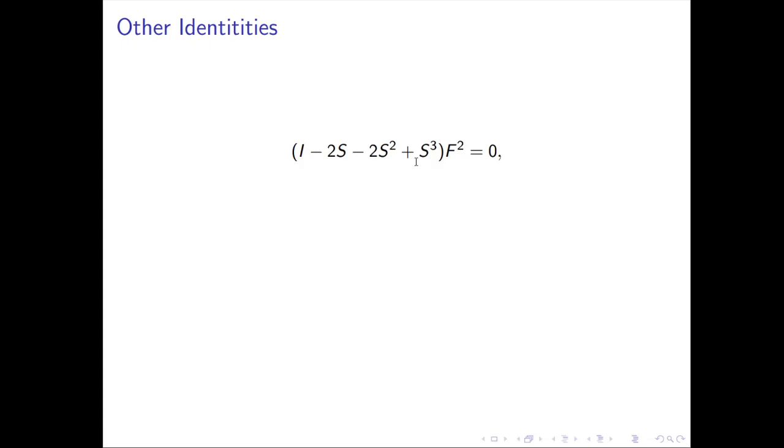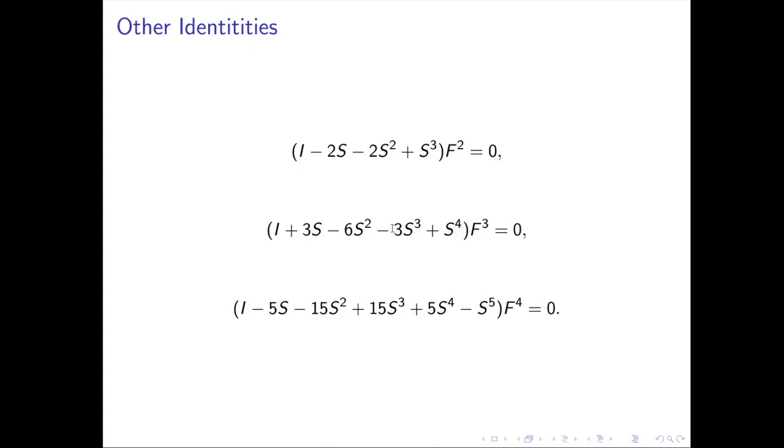So Jarden's identities can be written in operator form in this form: identity minus 2 shift minus 2 shift squared plus shift cubed of f squared is equal to 0. And the other identities go in this form. So this is for f cubed and this is for f to the 4. So we have a way to obtain this. But what I would like to do now is to take other separations. This is separation 1. So I would like to take separation 2, and to keep the f squared, for example. So that's where I'm going with this.